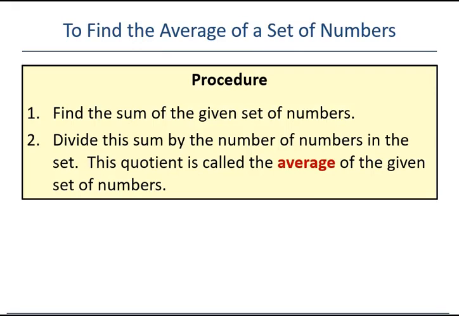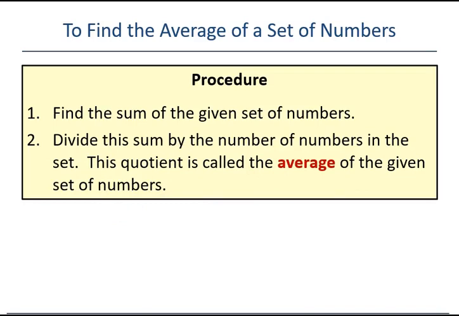So now what we're going to do is start trying to find the average of a set of numbers, okay? To find the average, what we're going to do is find the sum of the given set of numbers. It's going to give us a whole bunch of numbers, okay? And then we're going to divide that sum by the number of numbers it gave us, and you'll see this shortly. The quotient is called the average of the set of given numbers.